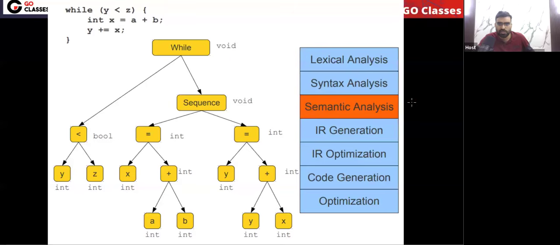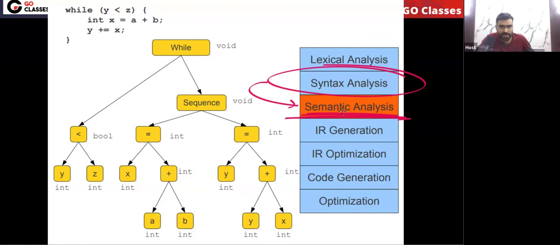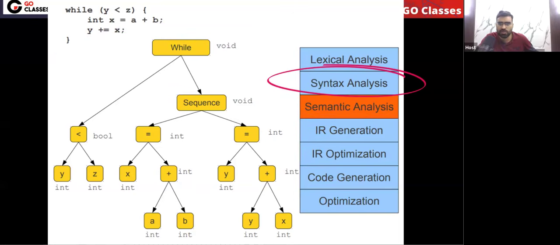Okay, so you can see what semantic analysis can do for type checking. The syntax analyzer will give you the syntax tree. For type checking, the semantic analysis will annotate this syntax tree. So the output of semantic analysis will be an annotated syntax tree. Is this clear? Okay, so this is the idea.